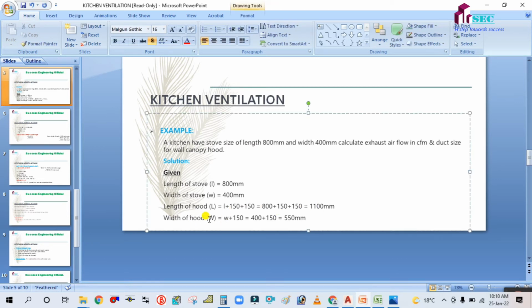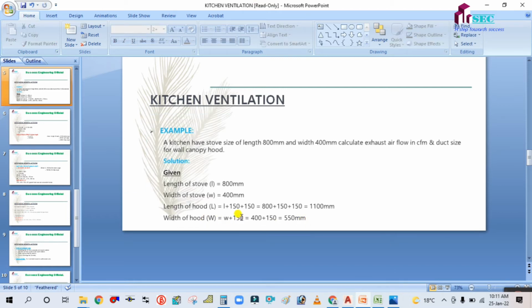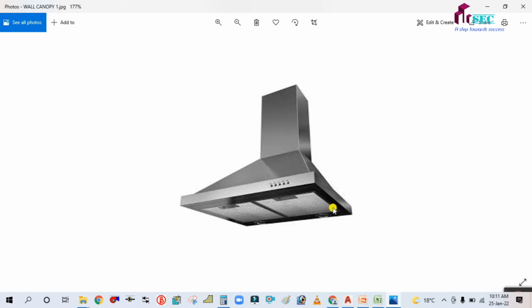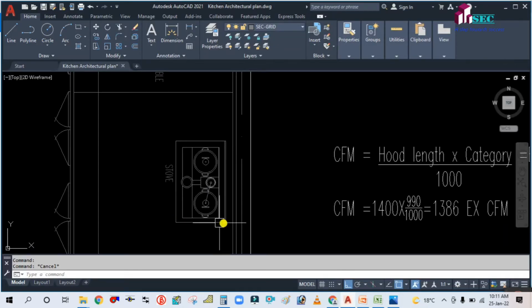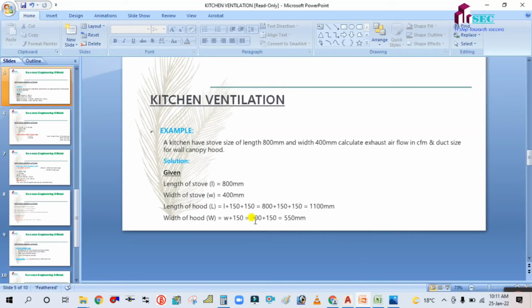And width, now we are going to calculate the width. To calculate the width of the stove plus 150, because if you see here in this drawing, let me show you here. So this is the width. Width is nothing but, this side is fixed in the wall, so you have to add only one side, this side only. So 150. Here W plus 150. W is nothing but the width of the stove, so 400 plus 150, 550.